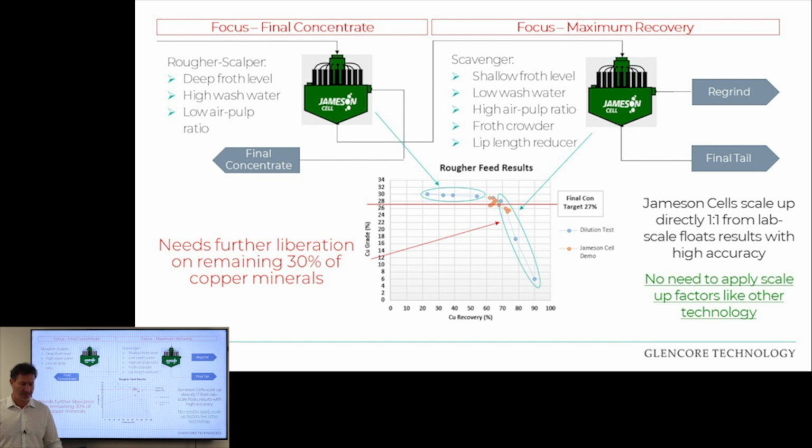So again, the main approach is we split the grade-recovery curve. First, a scalping phase to focus on the grade, and the second stage is maximizing recovery. It's also important to mention that Jameson cells actually scale up one-to-one from laboratory scale results with high accuracy, but I'm going to be talking about that a bit later.